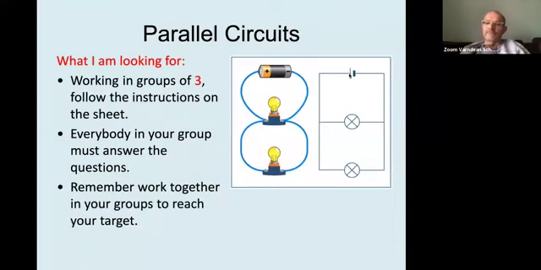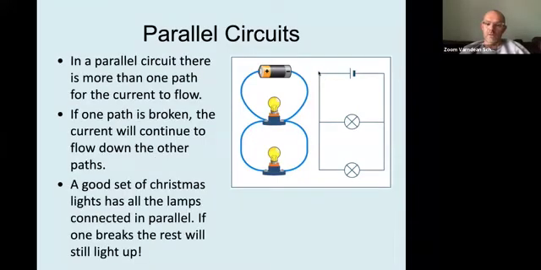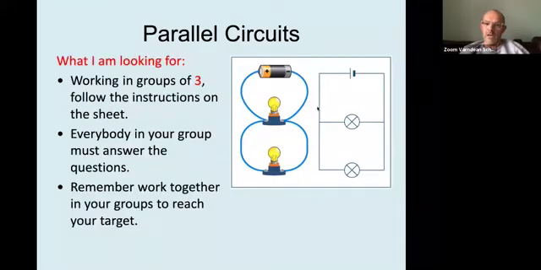So now the electrons can, if they want, go along here and go through that bulb and then go back up there and back. Or they could go down here and through this one.